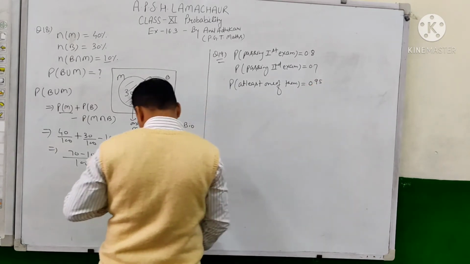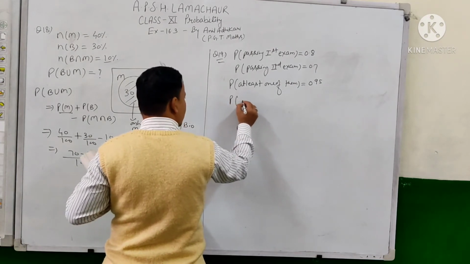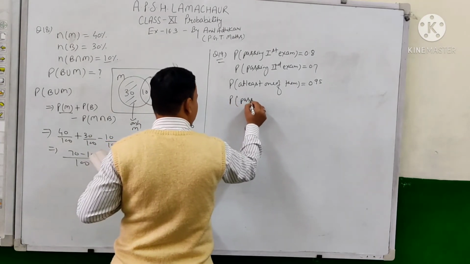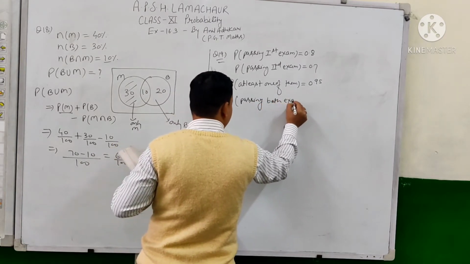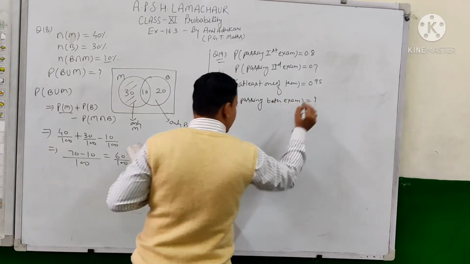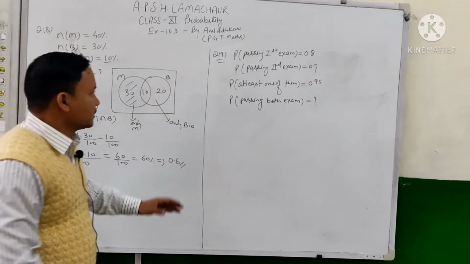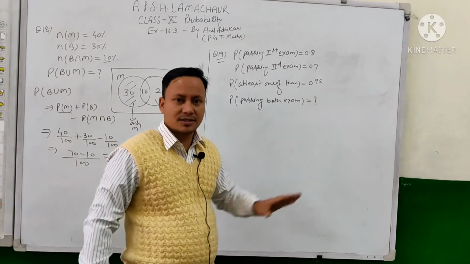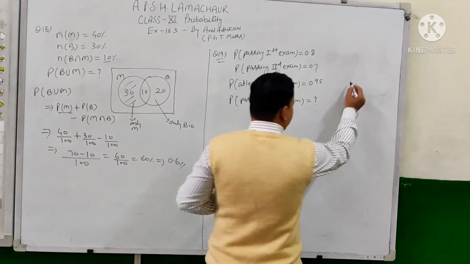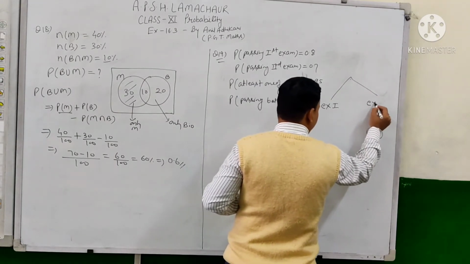Now what we have to find is the probability of passing both examinations. So dear student, this is the question. Now again see what we have been given here. We have been given the probability of passing the first exam. So first let us suppose there are two examinations, exam first and exam second.